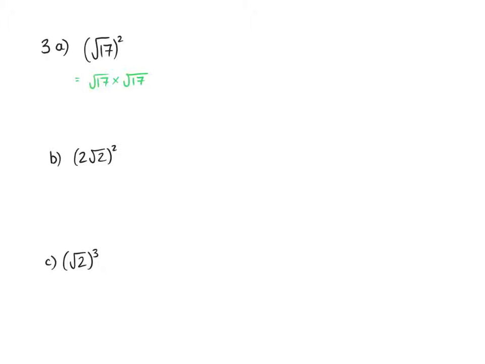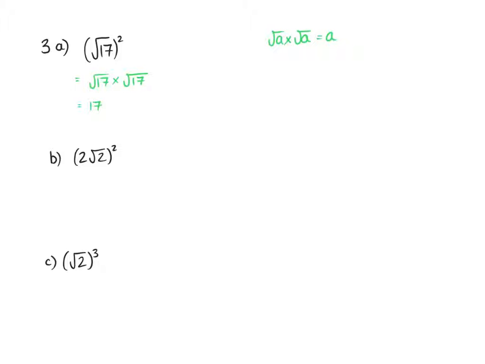And one of our rules that we know about surds is that if we take the square root of anything, so like the square root of a times by the square root of a, that's just equal to a. So if it's the same surd times by itself, you just get what's under the bracket. So the square root of 17 times the square root of 17 just gives us 17.